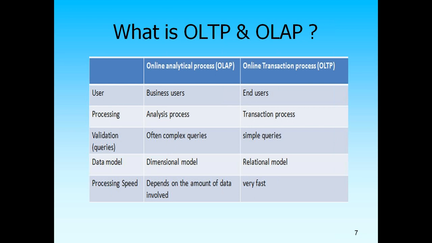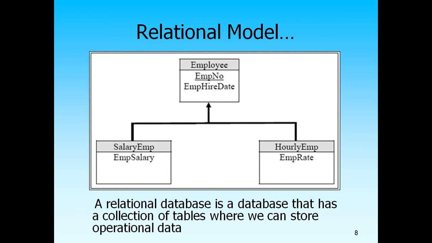Fine. So this is the relational model. Here we have an employee table. Is this employee salaried, or is the employee hourly based? These kinds of relationships we maintain in the OLTP database. Not only this, each and every table will have subtables, and those subtables will again have subtables. This is the relationship we maintain in the OLTP database in the relational model.